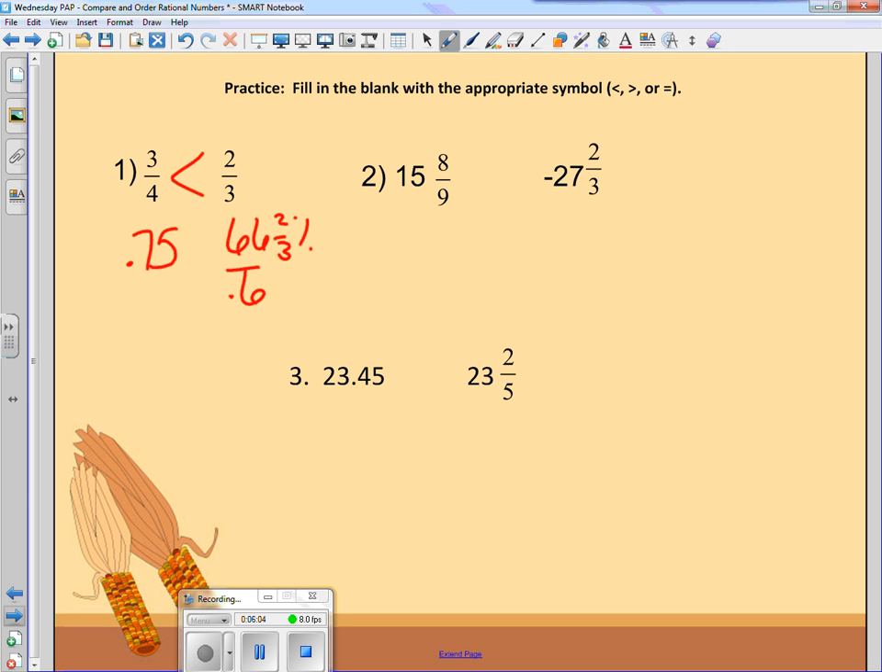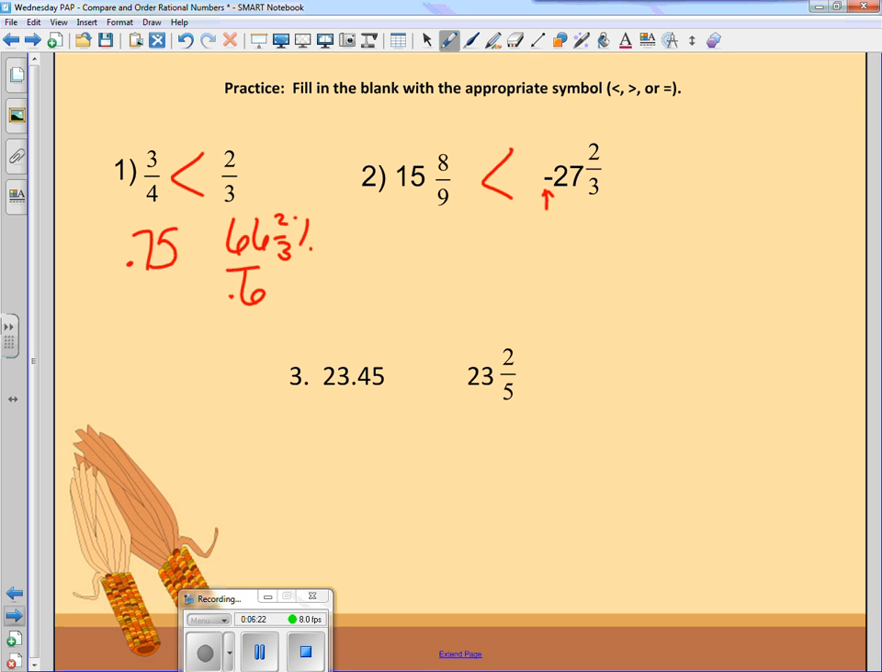2/3. Now, number two, do I even need to worry about changing anything? No. And it's because I see an integer sign right there. I see a negative. So I've got a negative and a whole number or positive number. So we know that one automatically.